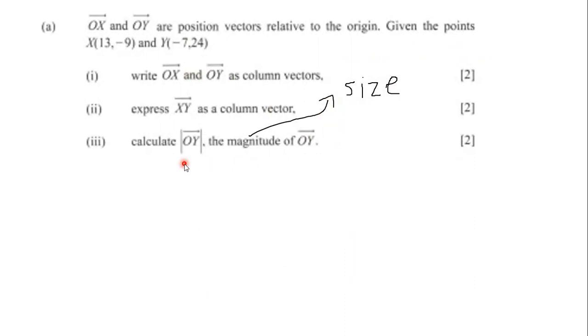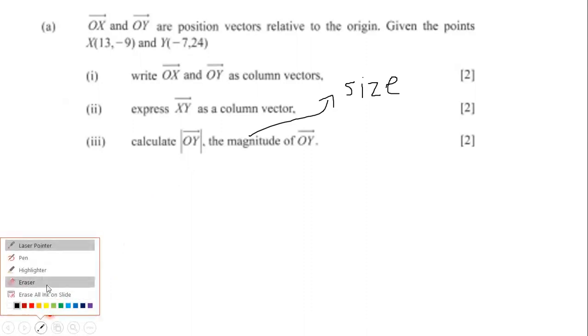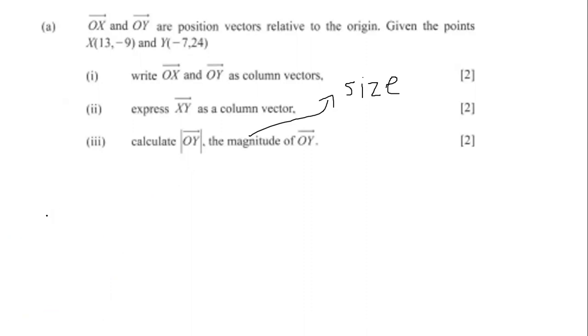How can we find the magnitude of OY? In general, if we have a vector, say we have the vector x, and we write it as a column vector, and say it has a top entry, which we're just going to call m, and a bottom entry, which we're going to call n. So this vector has a top entry of m and a bottom entry of n, and m and n just stand for any number.